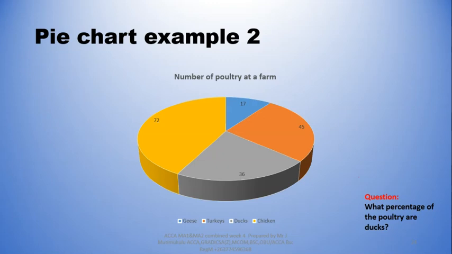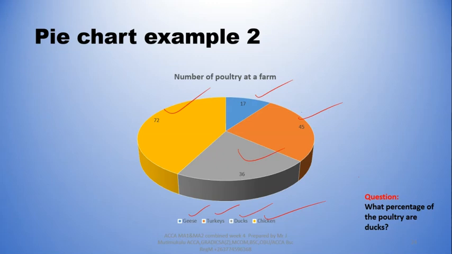You are given this information, ladies and gentlemen, of a poultry farm, and these are the number of poultry at this particular farm. We have this for the geese and turkeys. In the pie chart you can see that these are the geese, and we have the turkeys here, the ducks are represented by that grayish color, and the chicken by the golden color, this one. That's how.